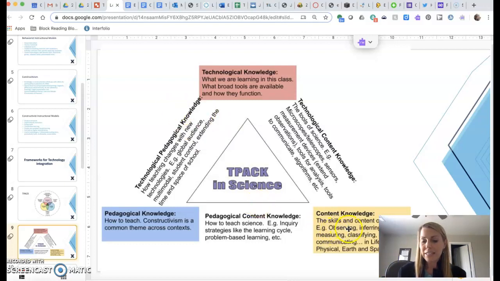And then lastly, the content of science, how does that cross with pedagogical knowledge, or how we should properly teach science? Well, this is how to teach science. So in science, we should use inquiry strategies like the learning cycle, problem-based learning, etc. So you want to be thinking when you're using technology, what your content is that you need to teach, what's the best way to teach it, and how technology interacts with both of those things. If the technology is not a good fit, then you shouldn't be using it.